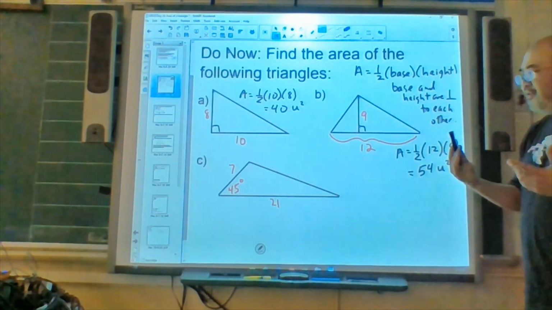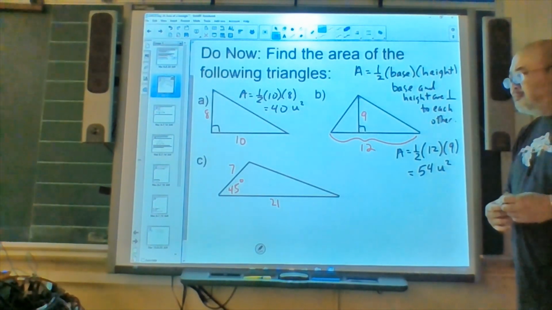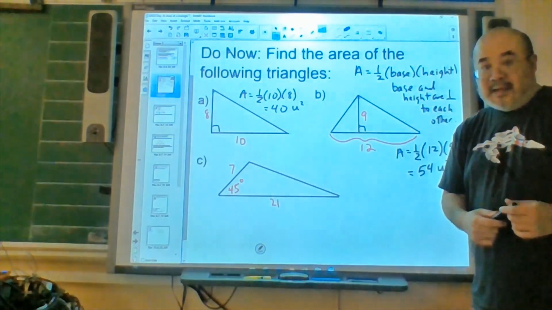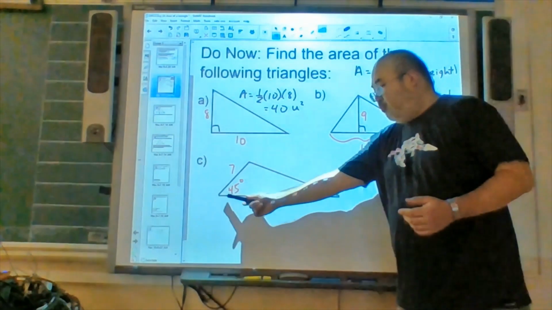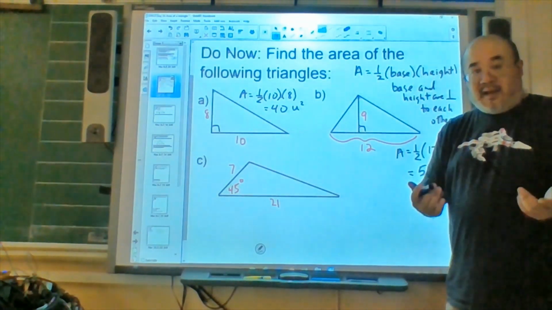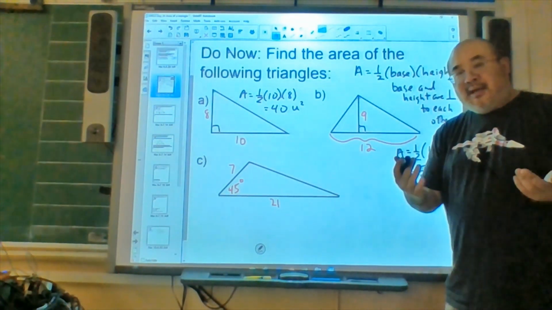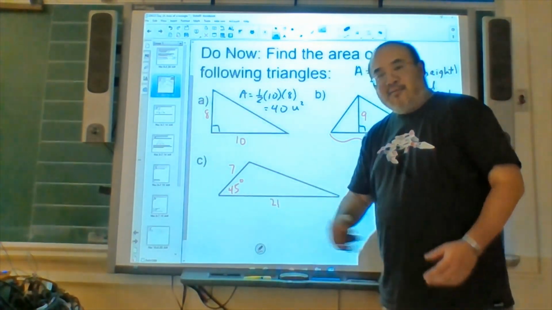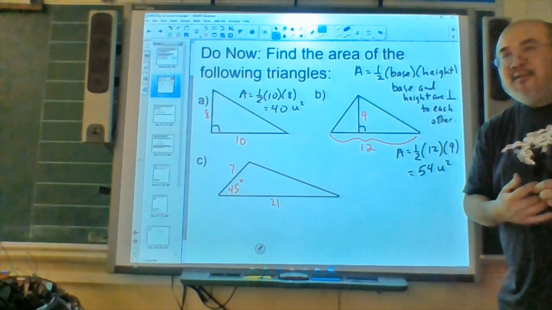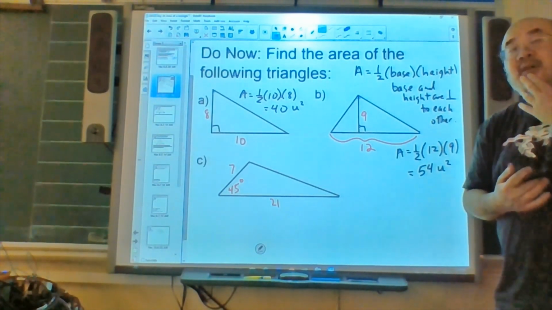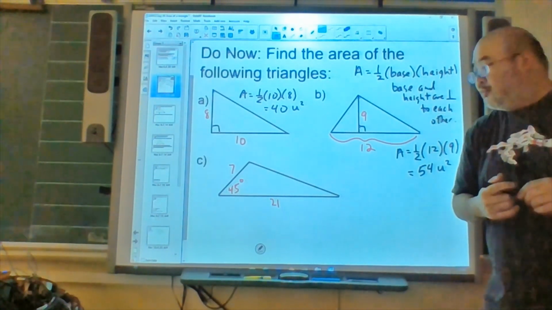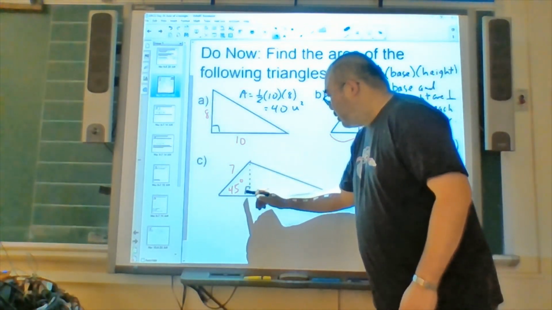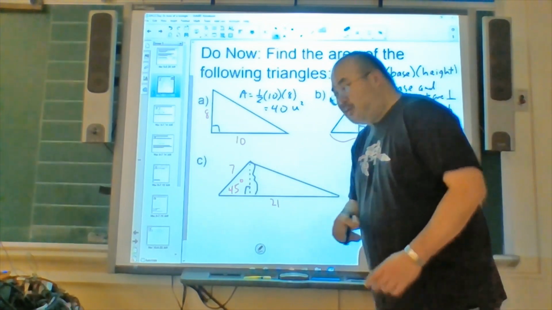Now, the third triangle. This 7 here is not the altitude. It's not perpendicular to this base of 21. We need to find the height. So now the question is, how do we find the measure of the height? But they did give us 45 degrees. So think about this now. How can we find the height? Maybe we should draw the height first. So we're going to draw our height here and find this measurement.